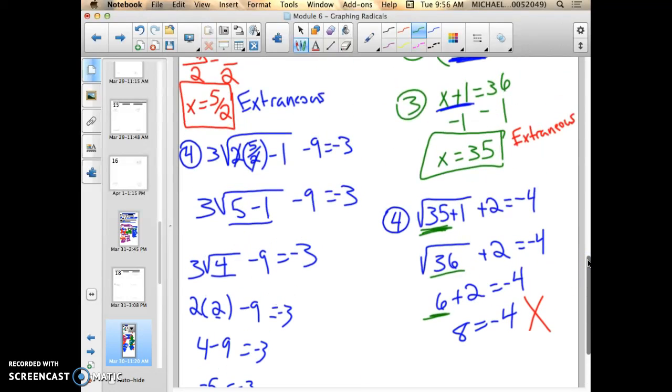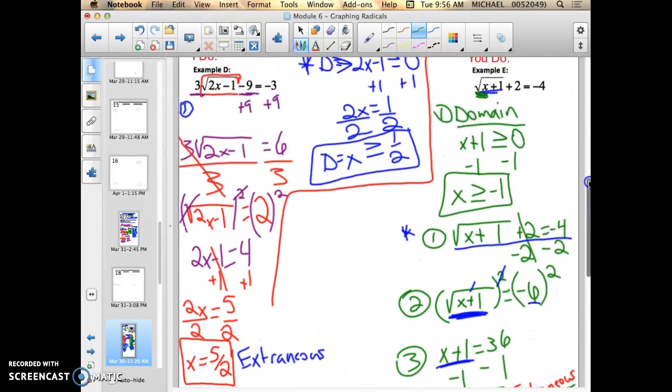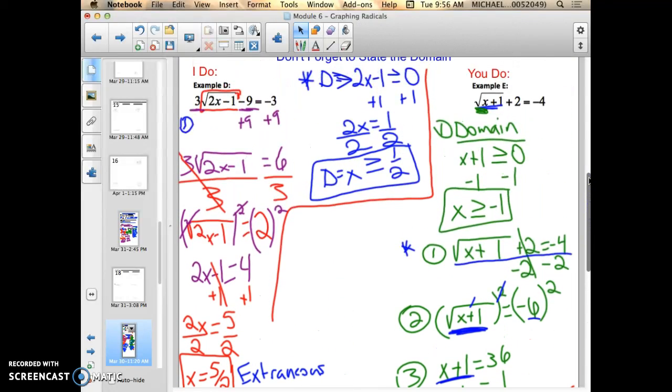So I have found a solution, x equals 35, but in this case, I need to label that it's extraneous, so it is not relevant to this original equation. If you did not get that for your work, please raise your hand and I will come check it.